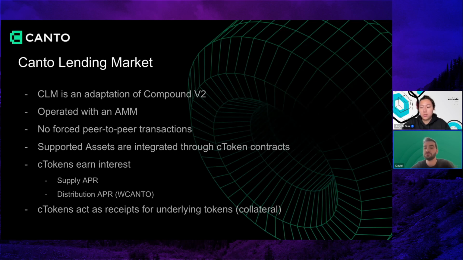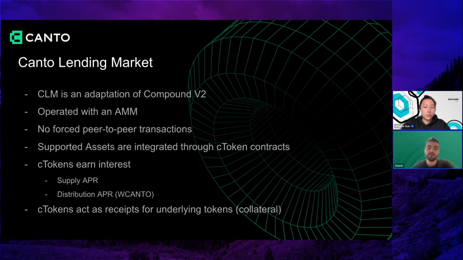Also is through distribution APR, which is from the protocol itself, and this is rewarded in wrapped Canto. And this APR is a fixed rate that's set by governance, and each C token in the market has a different distribution APR depending on the proposals that are passed and the governance rate. And finally, these C tokens, like I said before, act as receipts for the underlying tokens that are supplied. And these are also used for collateral for borrowing.